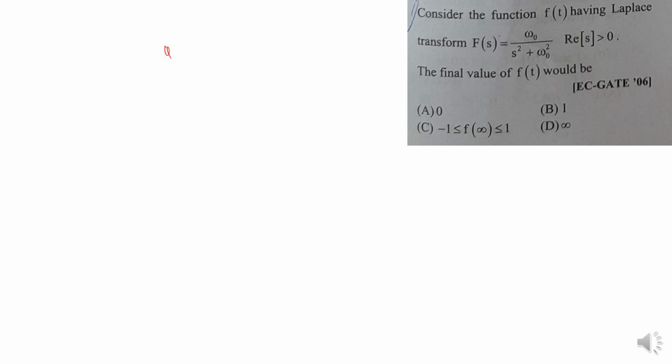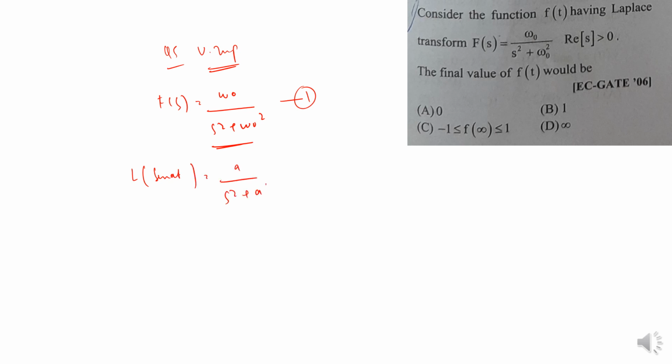This question is very important and has been asked many times. We have been given F(s) is equal to omega naught by s square plus omega naught square, right? Seeing this equation, the first thing to understand is that the Laplace transform of sin at is a by s square plus a square. So this is nothing but sin omega naught t. So here f of t is equal to sin omega naught t. This is the first thing which should come to our mind.